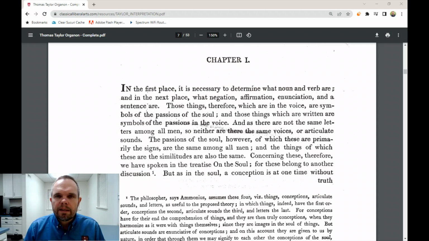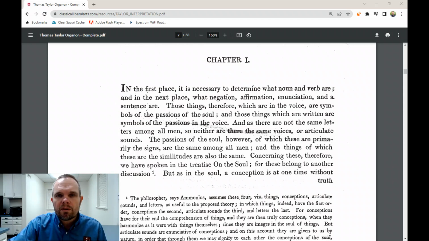And this is the translation of Thomas Taylor, which we use in the Classical Liberal Arts Academy. Let's read together chapter 1. In the first place, it is necessary to determine what noun and verb are, and in the next place, what negation, affirmation, enunciation, and a sentence are.